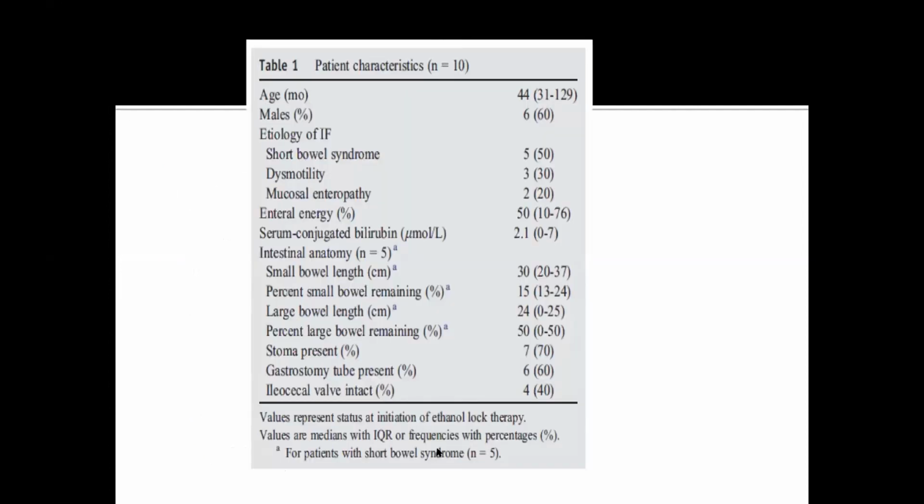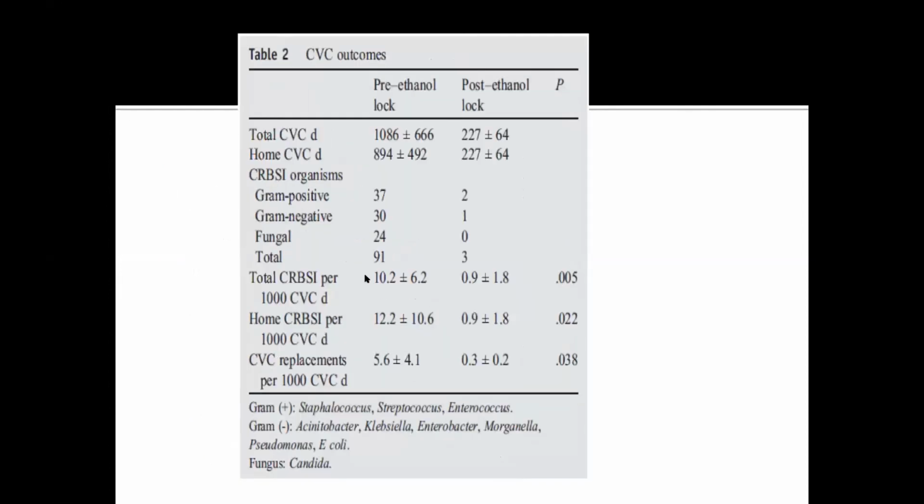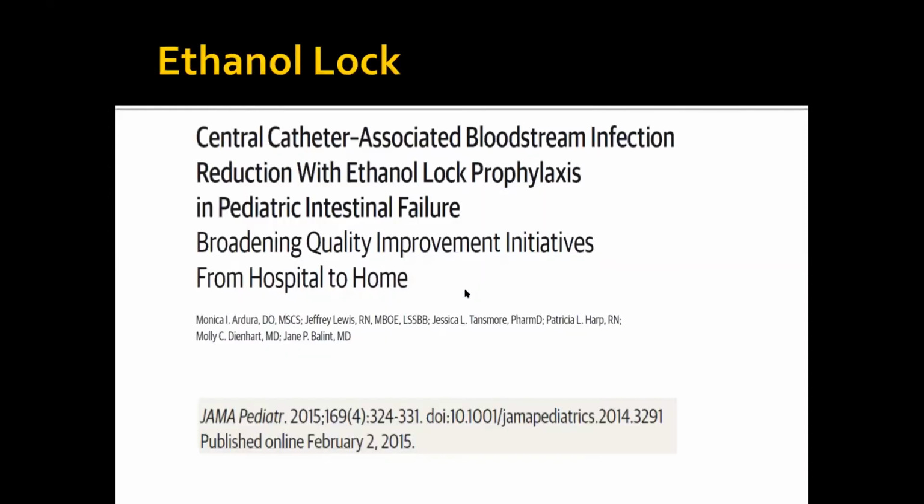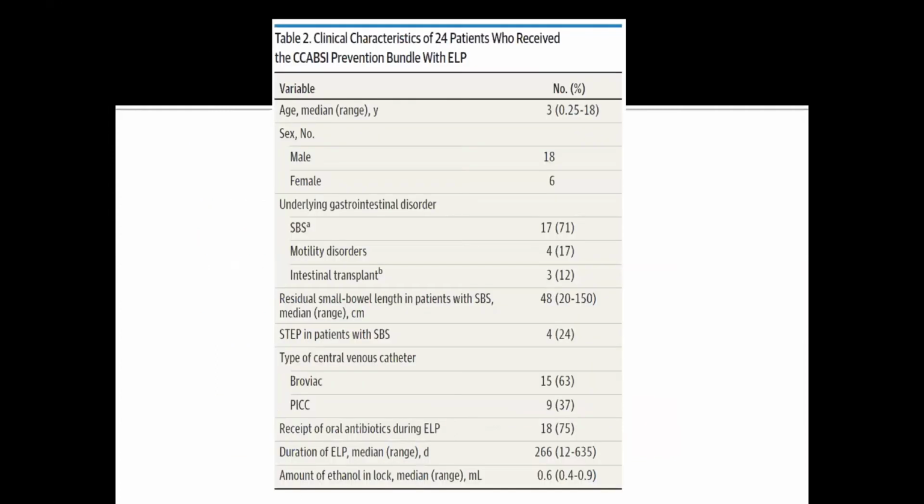This is the patient characteristics, and they found that introducing the lock treatment reduced the risk of infection from 10 per 1,000 central line days to almost less than 1 per 1,000 days of central line catheter in place, which is a very significant drop. So it was recommended, and it's the routine. It's almost universal. All the centers are using ethanol lock now.